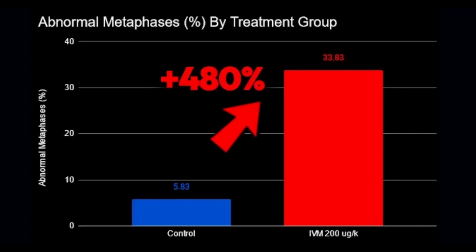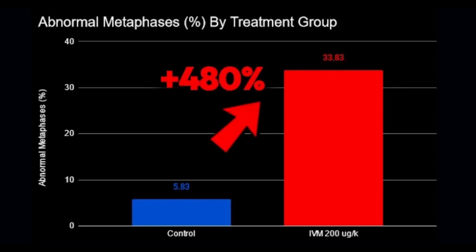So here's the chart. This represents the meiotic aberrations, the abnormal metaphases, as a percentage. And we see this massive 480% jump when some ivermectin is mixed in. So in the control experiment, the percentage abnormal metaphases was just 5.83. But then when a little bit of ivermectin was mixed in, this jumped 480%, up to 33.83%. So with one small dose of ivermectin, 200 micrograms per kilogram, the percentage of chromosome aberrations goes up 480%.